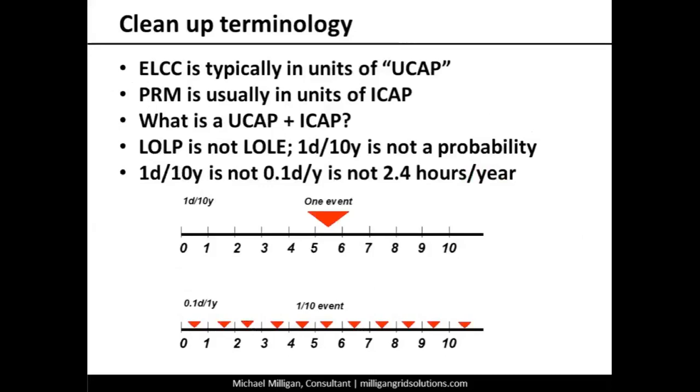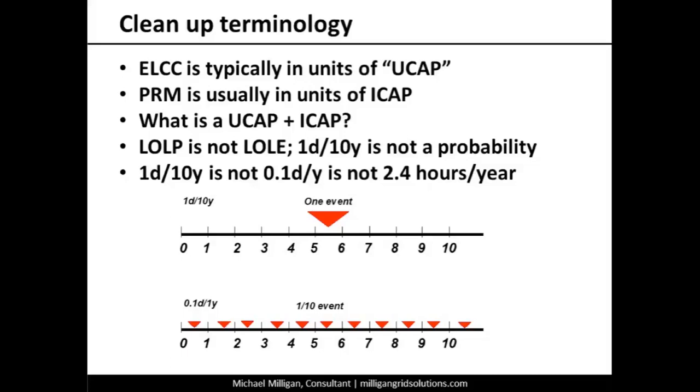So a couple of things that rub me the wrong way, some terminology issues. ELCC is effective load carrying capability, and it's really measured in terms of what we call UCAP. UCAP is unforced capacity. So if you imagine a thermal unit with a 10% forced outage rate, its unforced capacity would be 90% of its rated. And that's the kind of units of megawatts ELCC is worrying about.